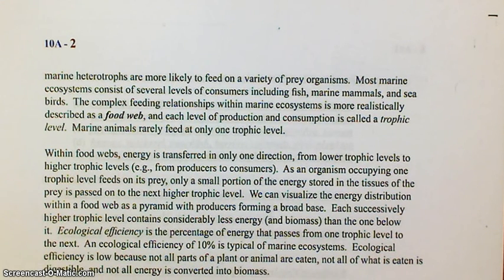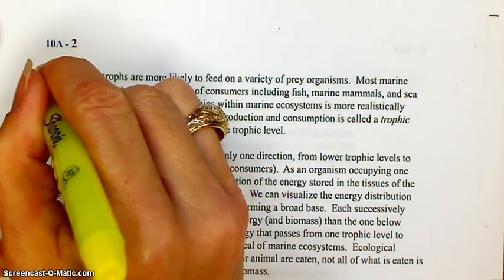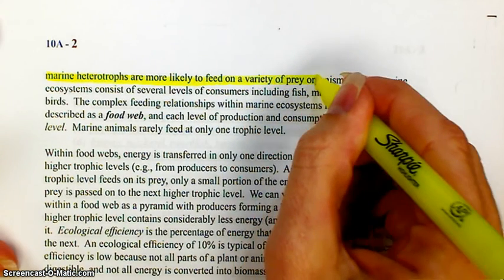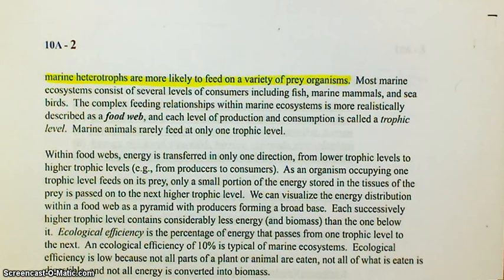Okay? Most marine ecosystems consist of several levels of consumers, including fish, marine mammals, and seabirds. The complex feeding relationships within marine ecosystems are more realistically described as a food web, and each level of production and consumption is called a trophic level. Marine animals rarely feed at only one trophic level.